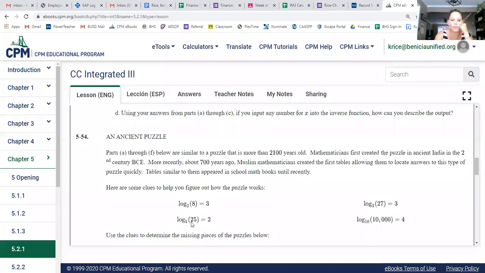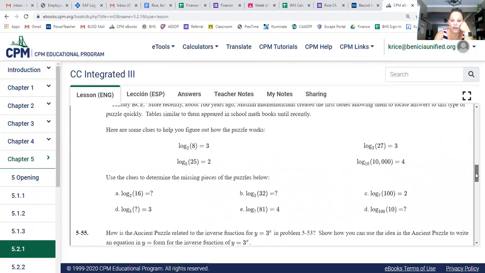So what this is, it says log, with this little 2 down here, we read as a base. So log base 2 of 8 equals 3. This one, log base 3 of 27 equals 3. Here, log base 5 of 25 equals 2. And then this one, log base 10 of 10,000 equals 4. So those are your clues as you're trying to figure out the missing pieces of these puzzles.